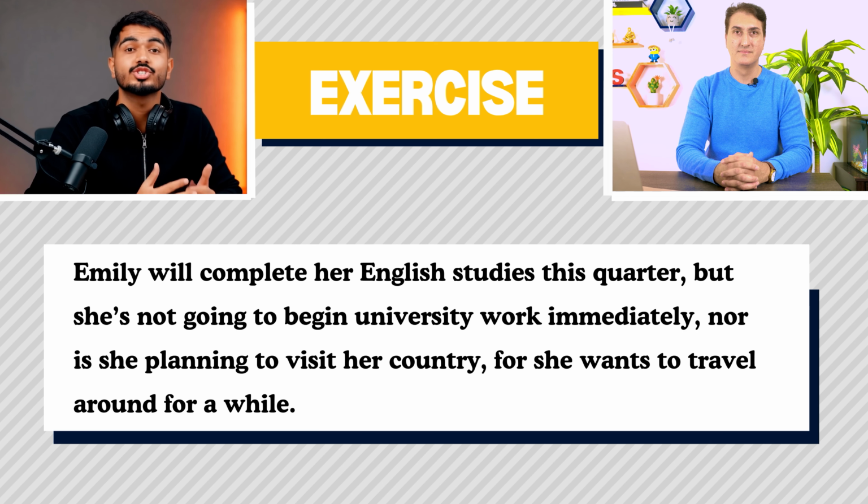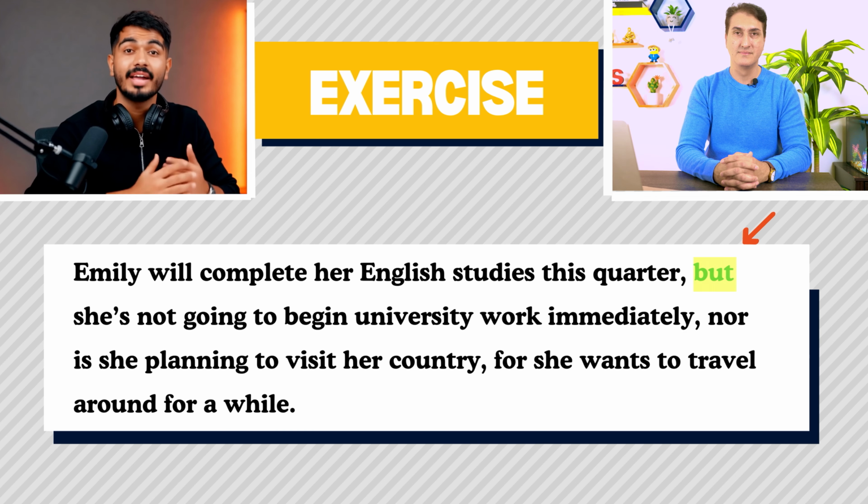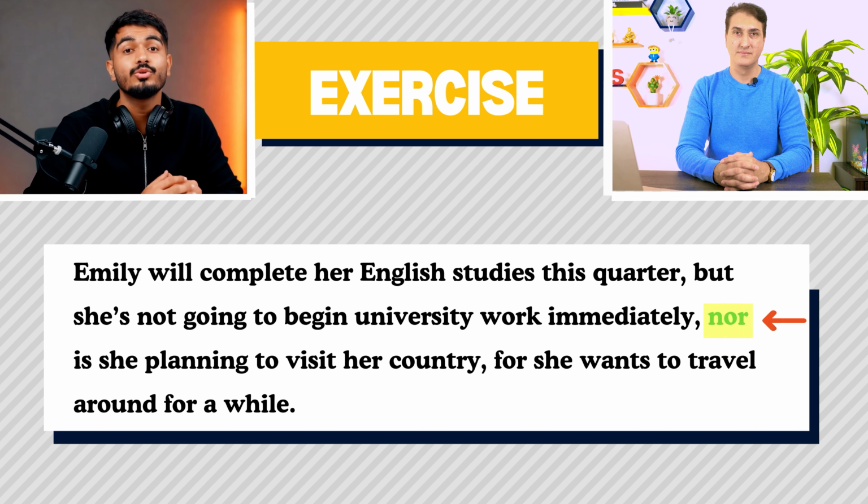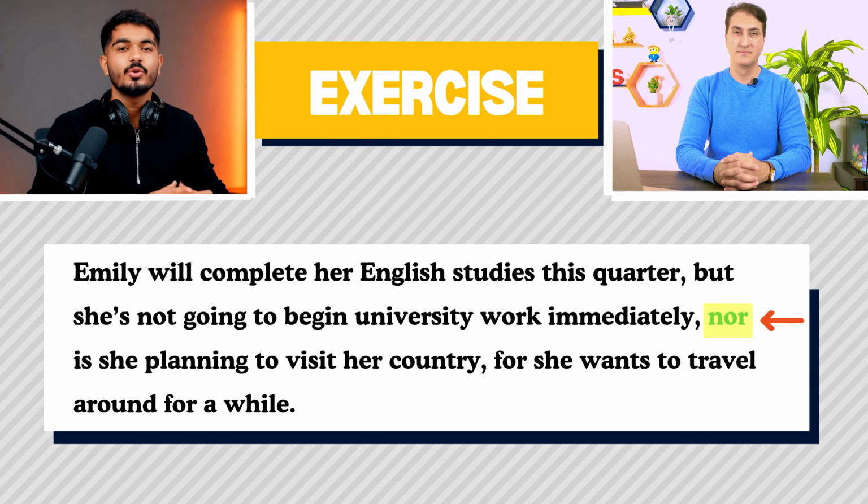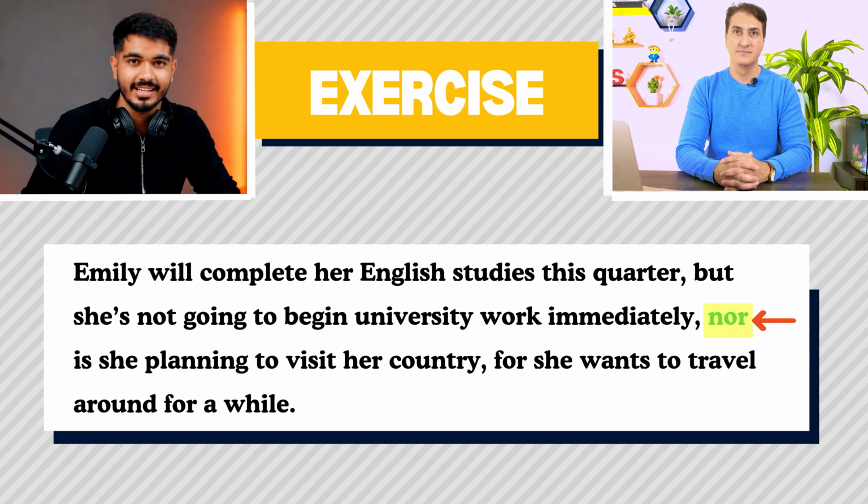First, I used but to show a contrast. Emily will complete her studies, but she's not going to start university work immediately. But connects two contrasting ideas about Emily's plans. Next, I used nor to connect two negative actions. She's not going to begin university work immediately, nor is she planning to visit her country. Both are things Emily is not doing, so nor joins them smoothly.